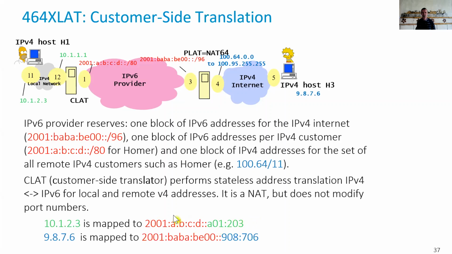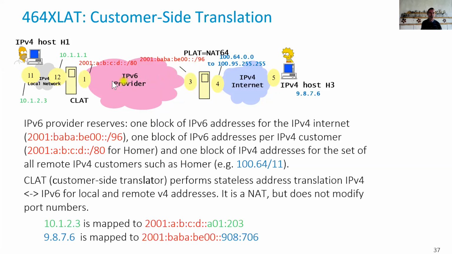It's a NAT job, but it's a much easier job. It's completely static. I simply put in the lower bits of the IPv6 address exactly the IPv4 address here. Now the destination address, so Homer is sending a packet to Lisa, 9.8.7.6, will be mapped now into this block here, which is reserved by this provider to represent the IPv4 internet. Using the same mechanism, it is mapped algorithmically. So the mapping here in both directions is very easy.